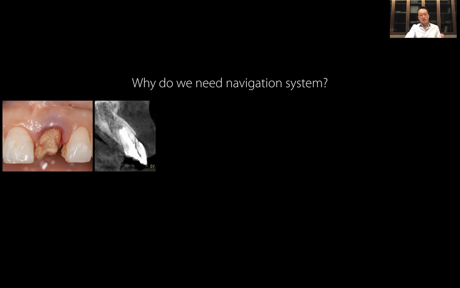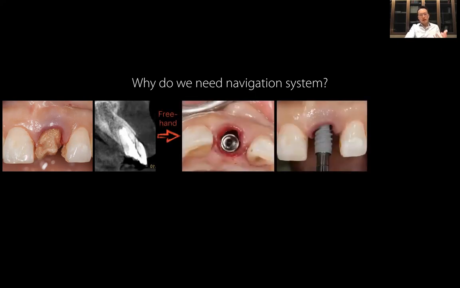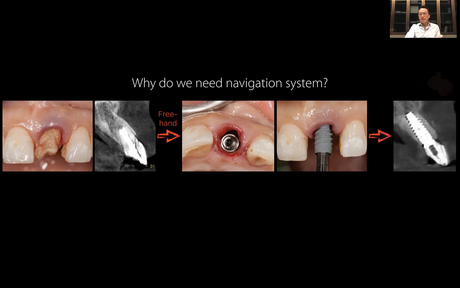After my examination and diagnosis, I decided to do this case freehand, with an immediate implant placement. I took the tooth out and then placed the implant in the position I wanted. After completing the surgery, I took a CBCT scan, and here I actually liked what I saw. The implant went into the exact position as I had planned, and everything looks okay.